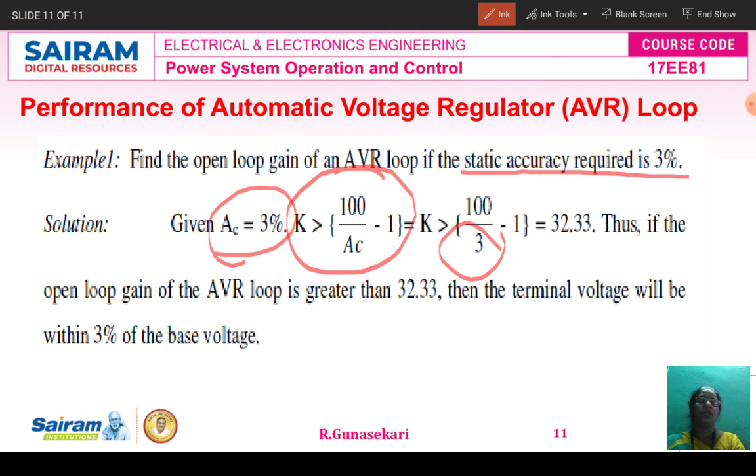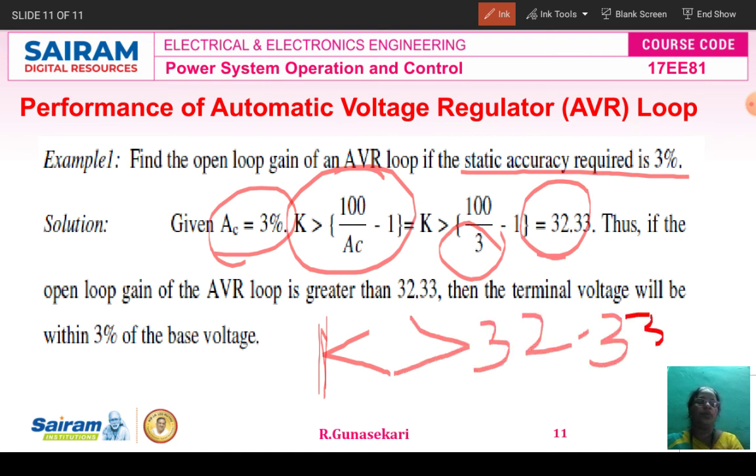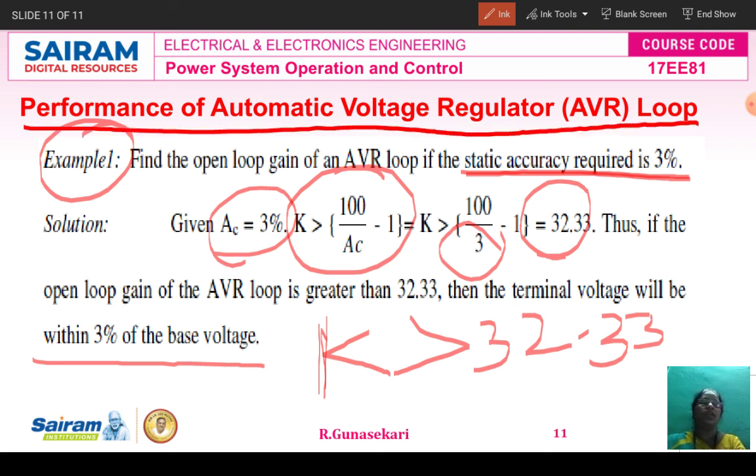After simplifying we are getting 32.33. K represents the loop gain of the AVR. So if the loop gain of the AVR, K, is greater than 32.33, then the terminal voltage will be within 3% of the base voltage, because the static accuracy limit is 3%. Students, I hope that from the example you clearly understand the performance of the AVR loop.